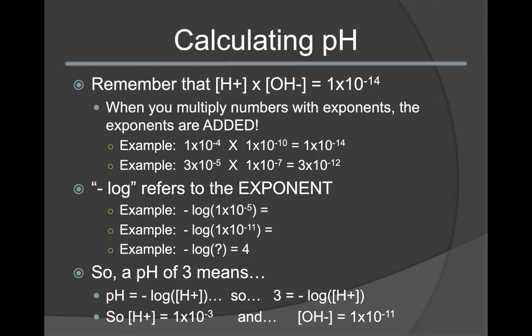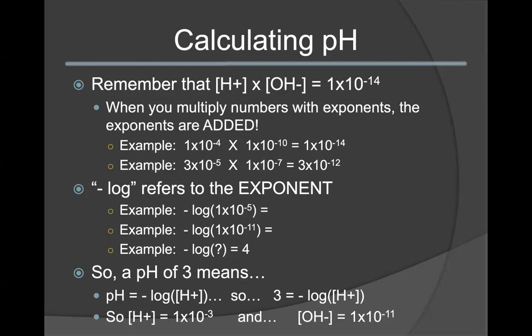When we're taking pH, remember we are taking the minus log. So that means by taking the negative log, we're taking that exponent, we're bringing it down, but we are also taking the negative log. So that means that if we're taking that number down and it's negative, it would actually turn positive. So some examples. If I had negative log of 1 times 10 to the minus 5, that would equal 5. If I was taking the negative log of 1 times 10 to the negative 11, that would equal 11.